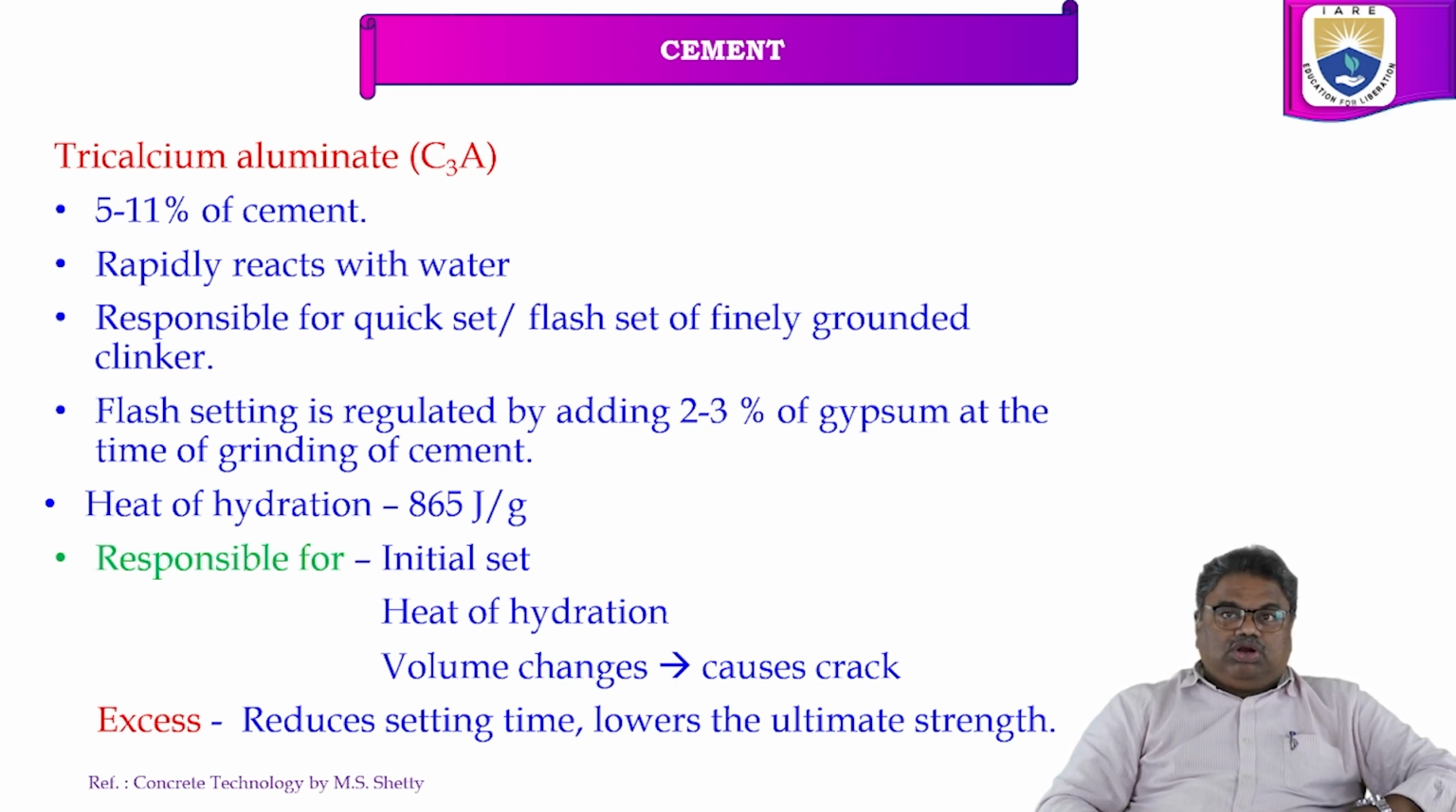Flash setting can be regulated by adding 2 to 3% of gypsum during the time of grinding of the cement, so that the flash setting time will reduce.